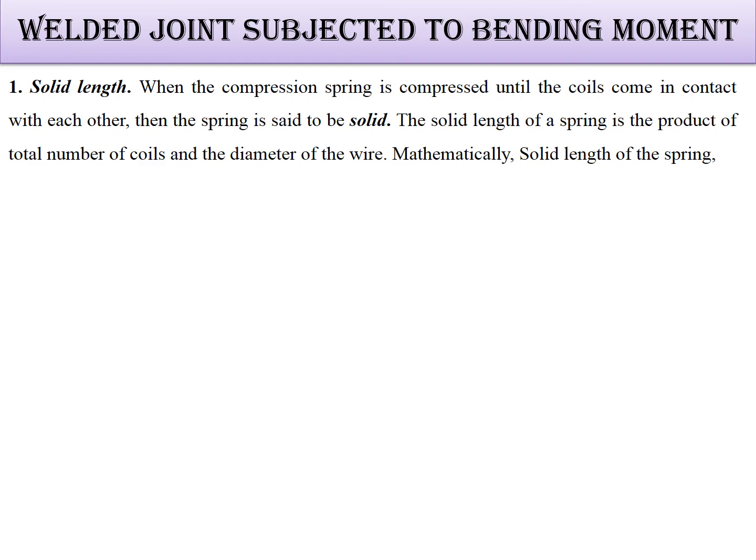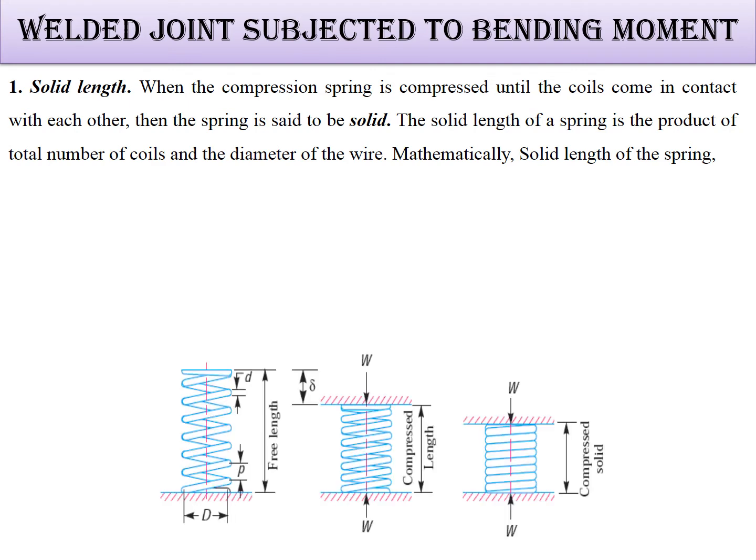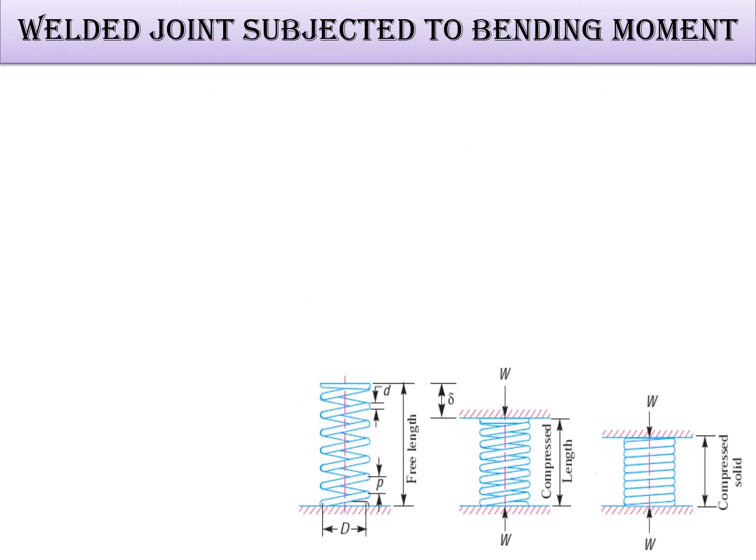The solid length. Okay, solid length means what? When the spring coils are combined with each other, that is, at the full loading condition, the length which we get is known as the solid length. This compressed length is nothing but your solid length. It is given by Ls = n' × d, where n' is the total number of coils and d is the diameter of the wire.